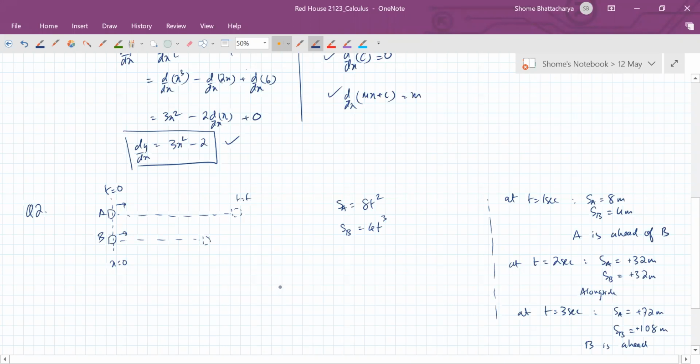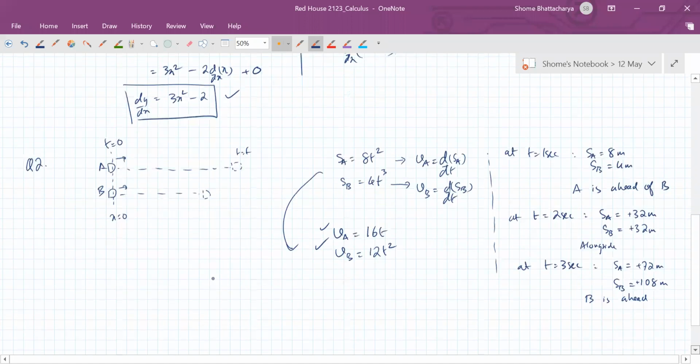This also gives us the idea that the instantaneous velocity of A will be the instantaneous rate of change of displacement, and the instantaneous velocity of B will be the instantaneous rate of change of B's displacement. So A's velocity as a function of time will become 16t, whereas B's velocity as a function of time will become 12t square. So you have this additional information also.